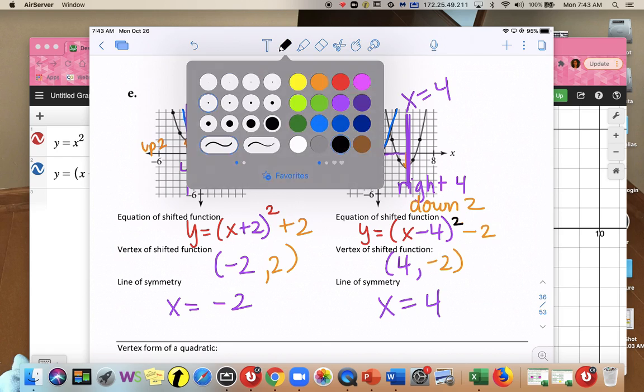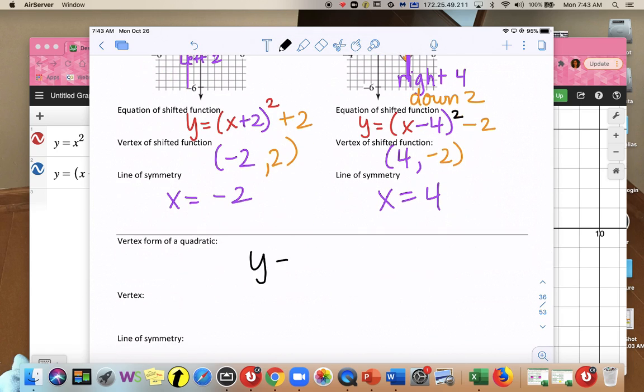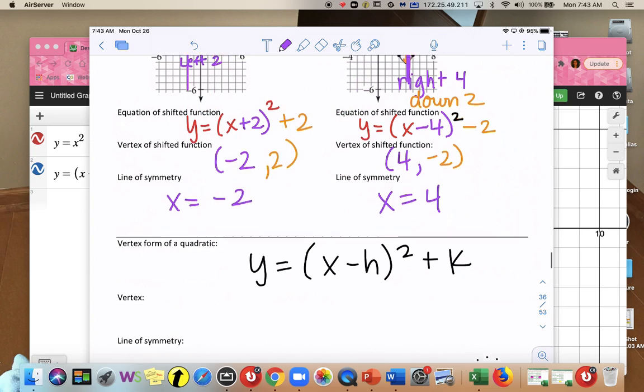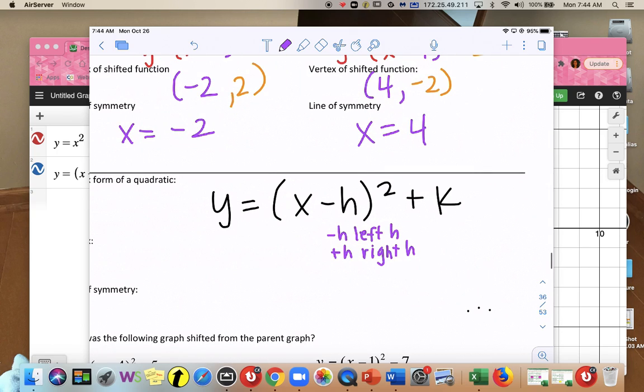All right, so hopefully you've noticed some patterns here. Vertex form of a quadratic is y equals (x minus h) squared plus k. So let's talk about the shifts. Minus h is left, h units, plus h is right, h units. And then the k value on the outside, plus k is up, k units, minus k is down, k units.